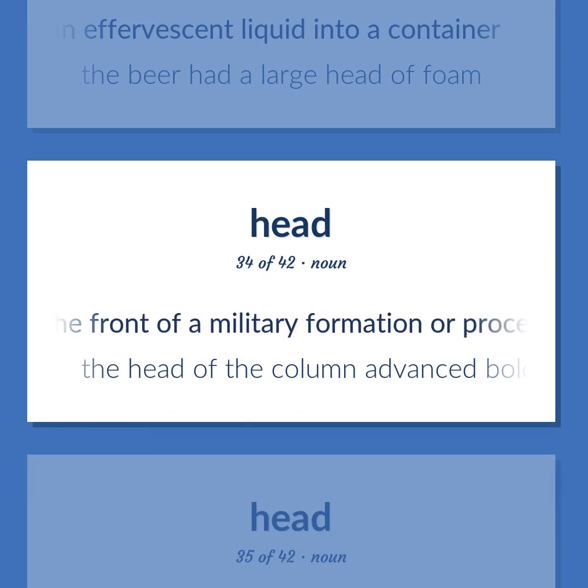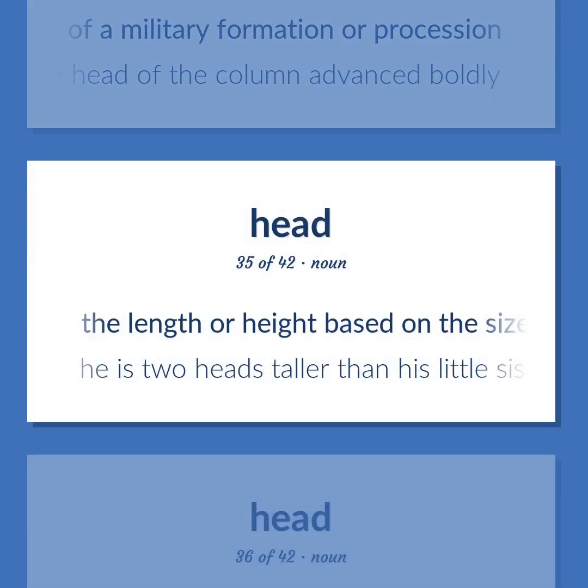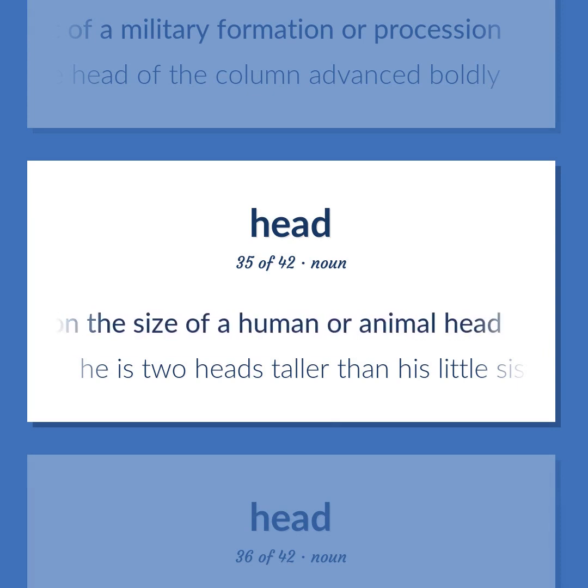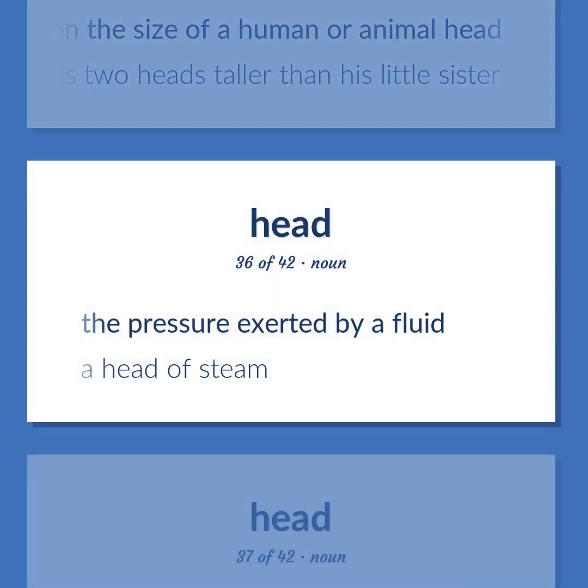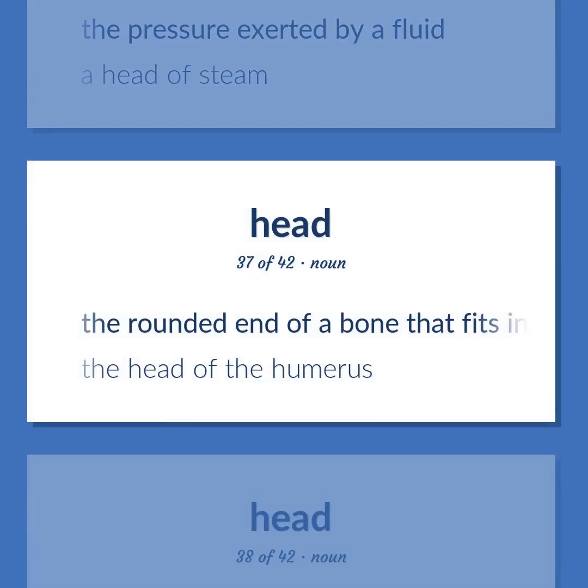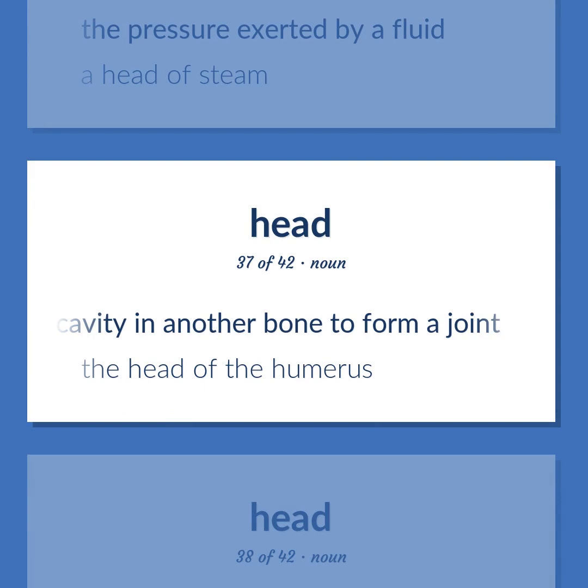The front of a military formation or procession. The head of the column advanced boldly. The length or height based on the size of a human or animal head. He is 2 heads taller than his little sister. The pressure exerted by a fluid. A head of steam. The rounded end of a bone that fits into a rounded cavity in another bone to form a joint. The head of the humerus.